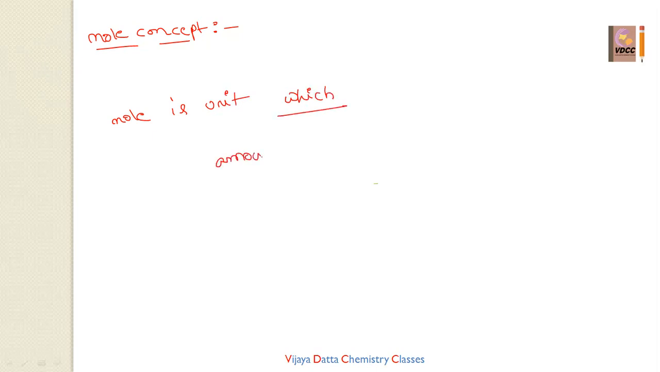Before going to the mole concept, what is meant by mole first of all, and why do we have to find the mole? Mole is a unit which was introduced to measure the amount of substance. It is the seventh measured unit introduced to measure the amount of substance. So we have introduced mole.